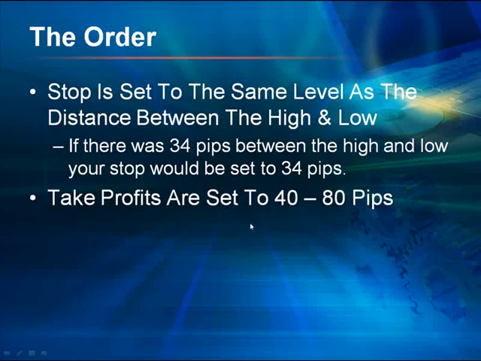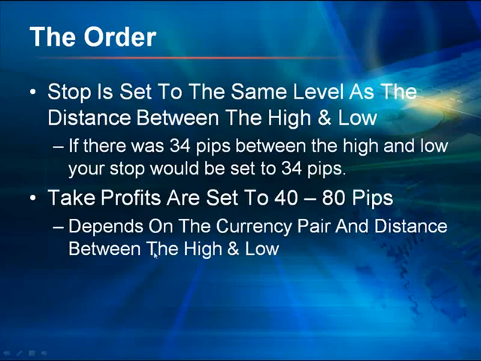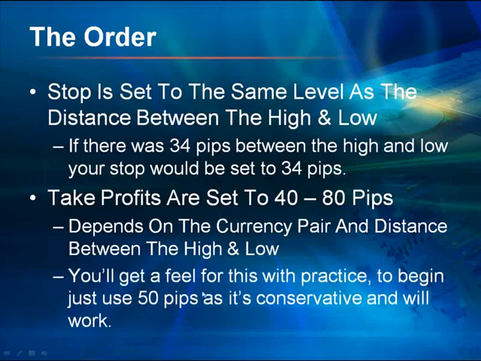Our take profits with this system are going to be set somewhere in between 40 and 80 pips. It depends a little bit on the currency pair and the distance between the high and low point. If it's closer to that number 50, it's more likely to break out and move more than 50 pips, so you might want to use a higher take profit level. If it's less than 50 pips, a little closer to 30 pips in between the two lines, then you might want to use a number like 40. You'll get a feel for this as you practice with the system. When you're just starting out, if you just want to use a number like 50 pips as your take profit level, that's conservative enough and it will work.